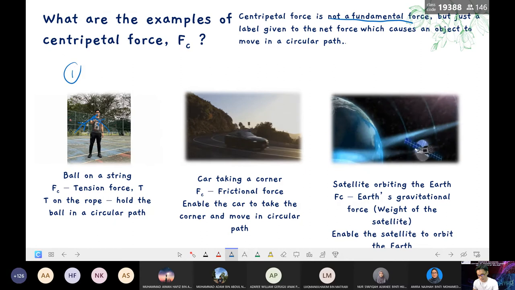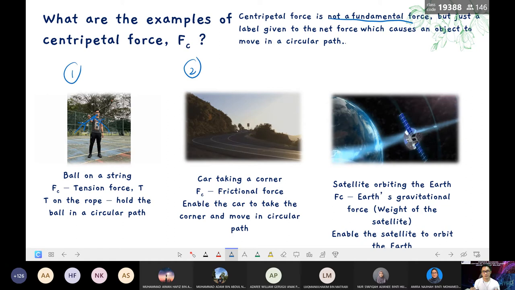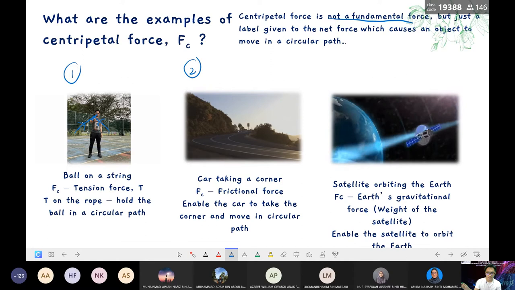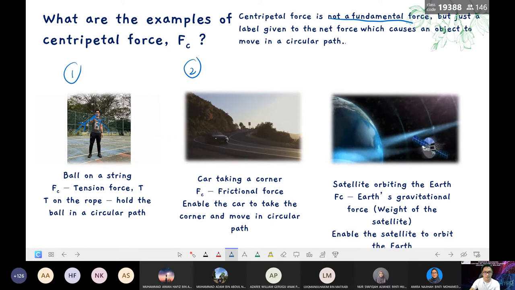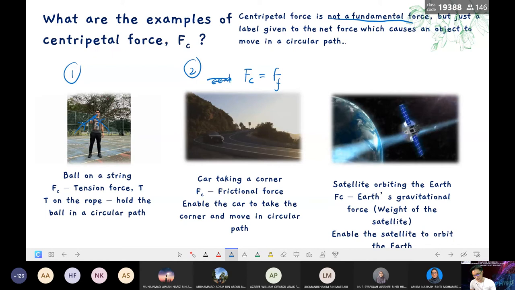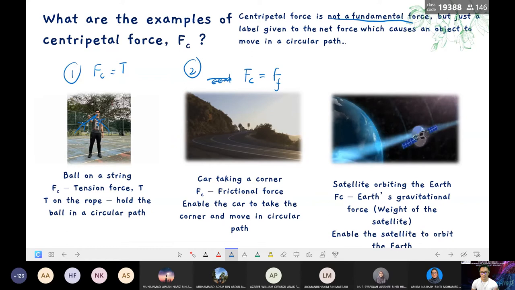So when we look at the car, if you drive on a roundabout, we will see this frictional force that holds the car so that it will keep on the track. It will not skid outside from the track. So what is the one that contributes to the centripetal force? It is frictional force. So here the centripetal force, I put FC, you know that FC is centripetal force. Centripetal force is equal to the frictional force. This one, centripetal force is equal to the tension. Okay, and you must remember that the centripetal force is always pointing to the center.